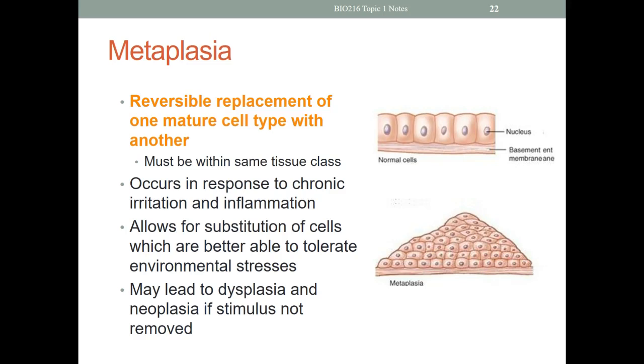If this stressor is not removed, this chronic irritation, inflammation is not removed, this can develop to dysplasia, which is the next one we're going to talk about, and ultimately neoplasia or cancer if that stimulus is not removed.